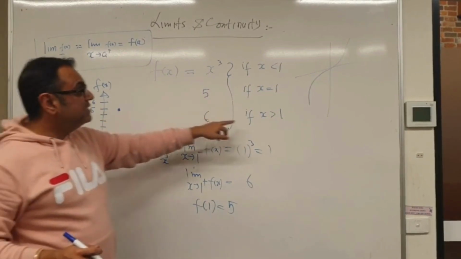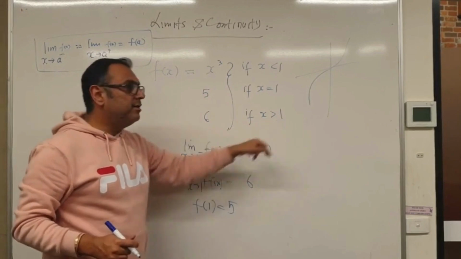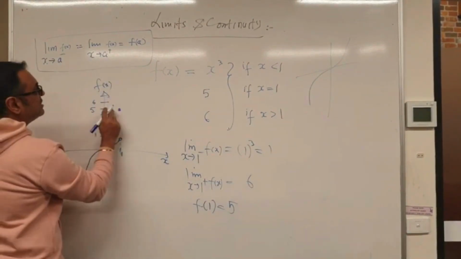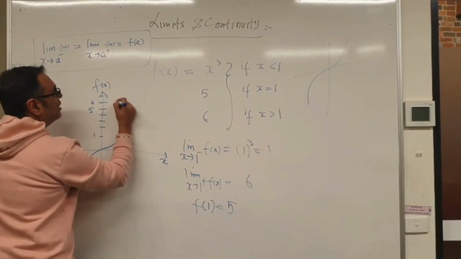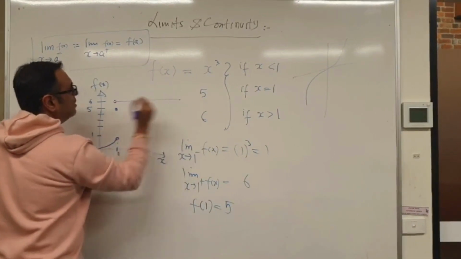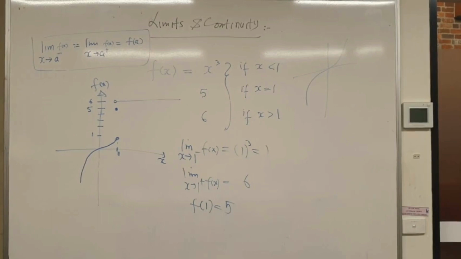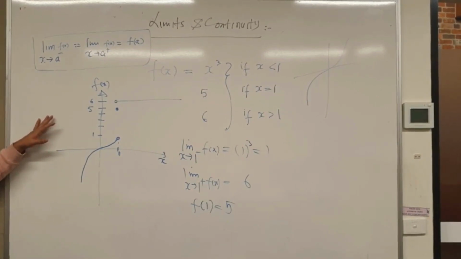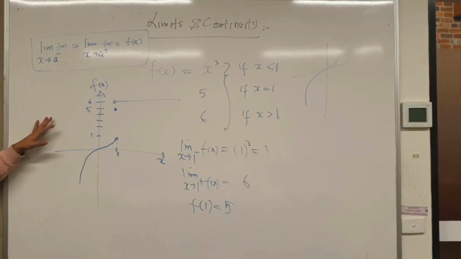But for x greater than 1, I would have a 6, with 1 not included, and it is a 6. Does that make sense now?